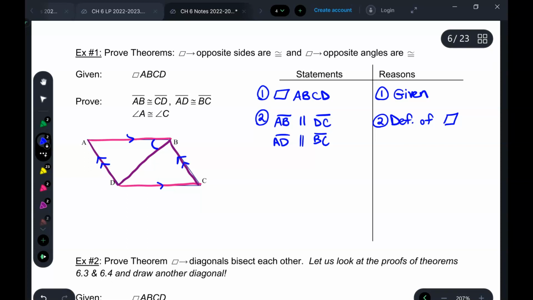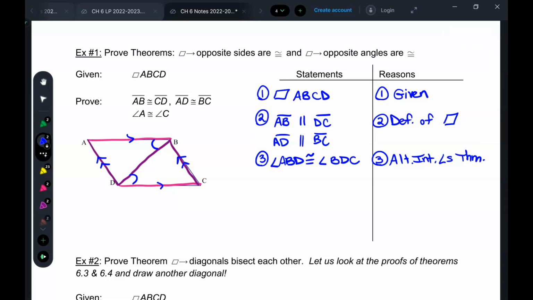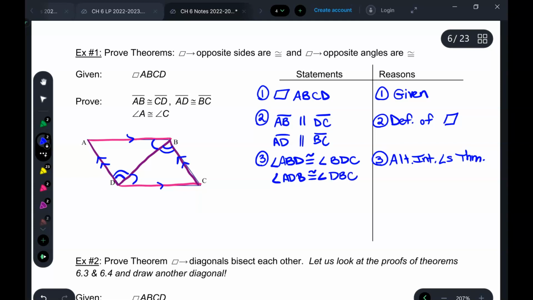So angle ABD has to be congruent to angle CDB, or BDC, it doesn't matter, D has to be in the middle though. This is the alternate interior angles theorem. We also have reflexive. Let's do the other two alternate interior angles first. I could put that under the same reason. So this will be angle ADB is congruent to angle DBC. So basically so far I have two pairs of angles.